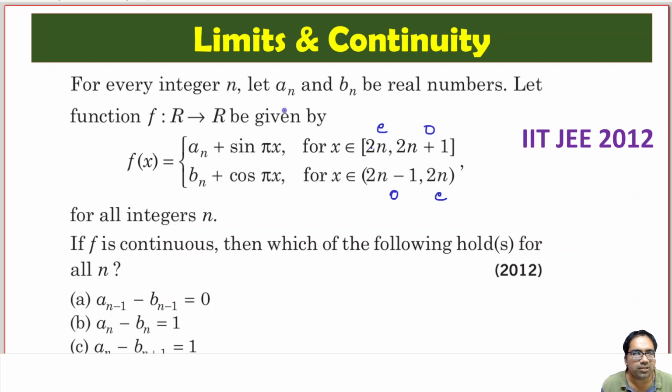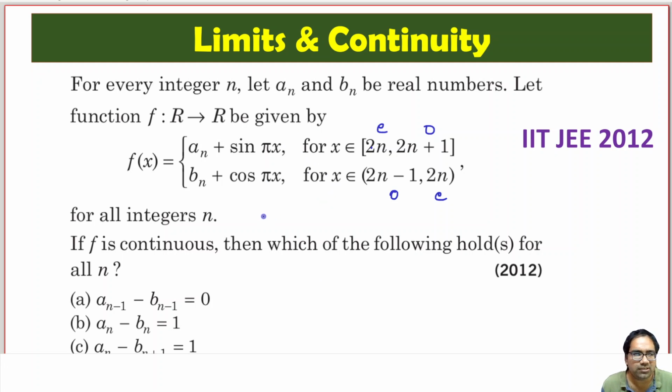Right, and a and b are both real numbers, and f maps odd to odd for all integers n. Then, what is the relation between these coefficients, these variables, right? An plus 1, bn plus 1, whatever. Okay, so let us understand this problem.